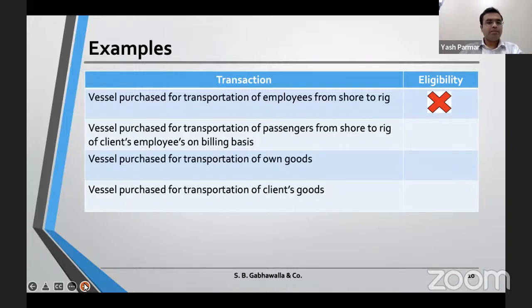The next example is vessel purchased for transportation of passengers from shore to rig, of client's employees, on billing basis. So in this example, I have purchased a vessel. I am giving it on rental to my client, and my client is using it for transportation of their employees. Now, in this case, ITC will be allowed because I am using my vessel for further taxable supply of transportation of passengers.